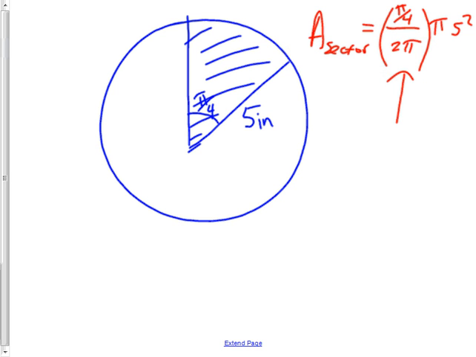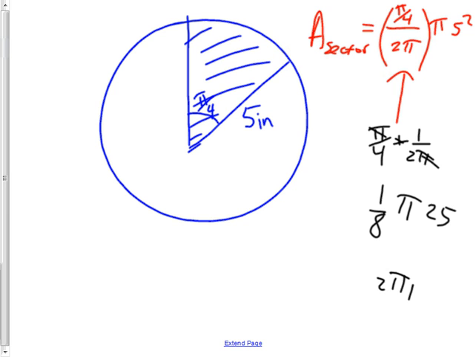So hopefully you have simplified this part to pi over 4, and instead of divided by 2 pi, times by 1 over 2 pi. That's why we practiced that on the top 20. So then that cancels that, and this becomes 1 over 8. 4 times 2 is 8. 1/8 times pi times 5 squared is 25. Would you agree that's 25 pi over 8?